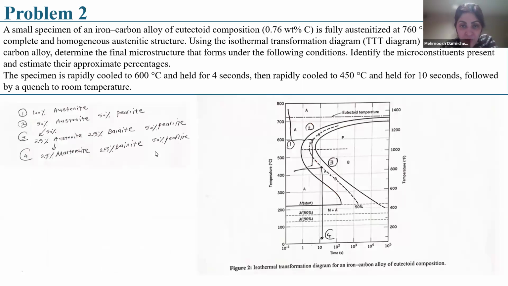Okay. At 1, we are 100% austenite. You see that we are in the austenite region. We hold that for 4 seconds. At 4 seconds, we are at 2. You see we are aligned with the dashed line, meaning 50% of the austenite remains and 50% converts to pearlite. Which pearlite? I think it is the border between pearlite and bainite. I think at 600 it should be medium.